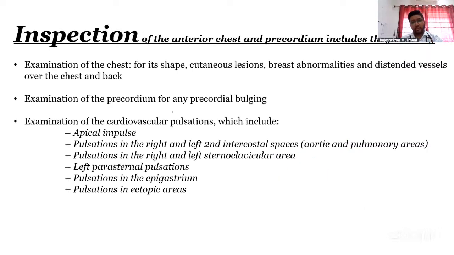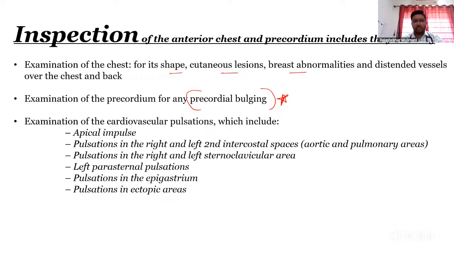First, coming to the inspection of the anterior chest and precordium, it includes the following aspects. First, we need to examine the chest for its shape, size, the cutaneous lesions, the breast abnormalities, the dilated veins, some scars, etc. And you need to examine the precordium for any precordial bulging, a very important sign. You cannot miss a precordial bulge.